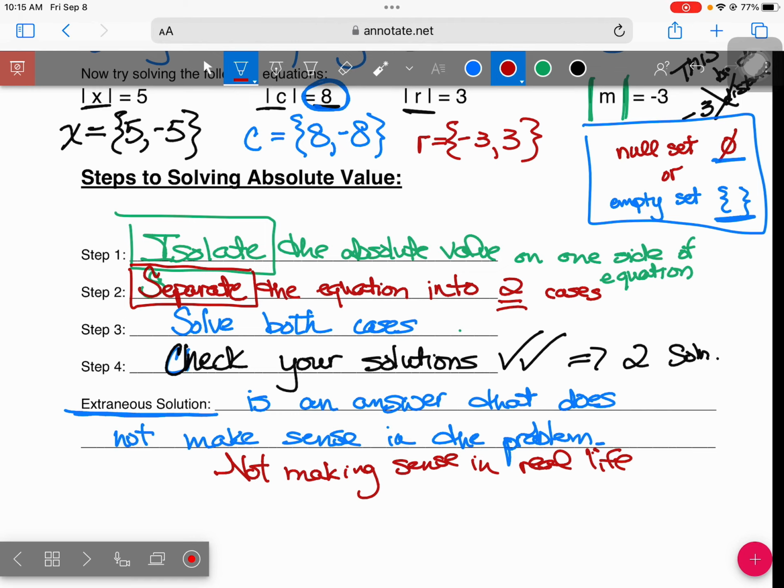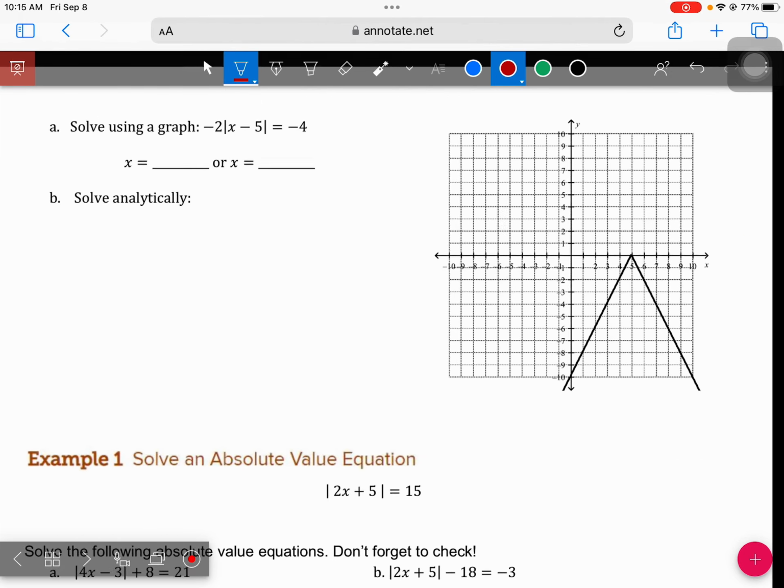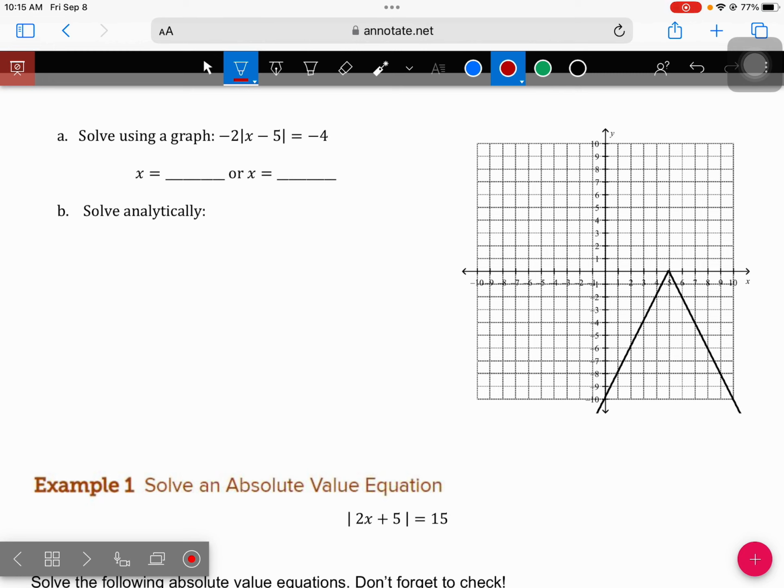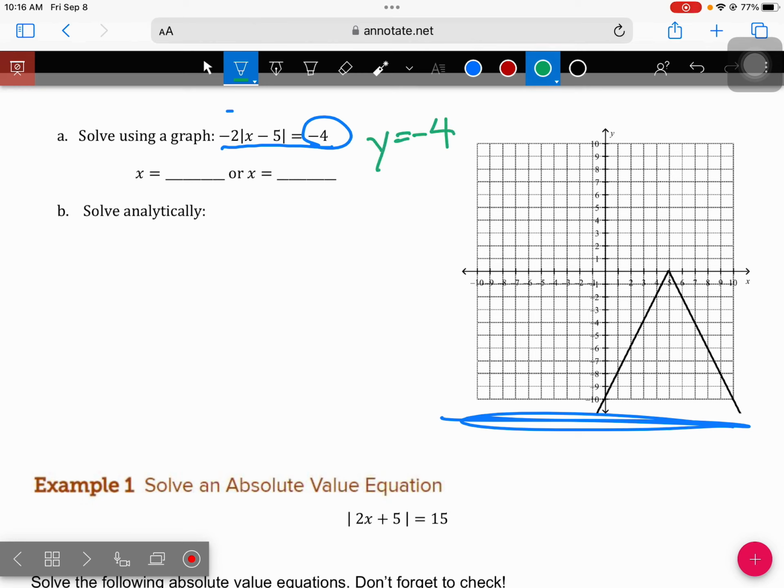December. All right, so let's take a look at this. Solving with a graph. This is the absolute value equation, and this is what that equation looks like as a graph. Okay? This says the absolute value is equal to -4. Now, there's some other stuff that we would do over here also, but if that is equal to -4, we set that equal to y equals -4.